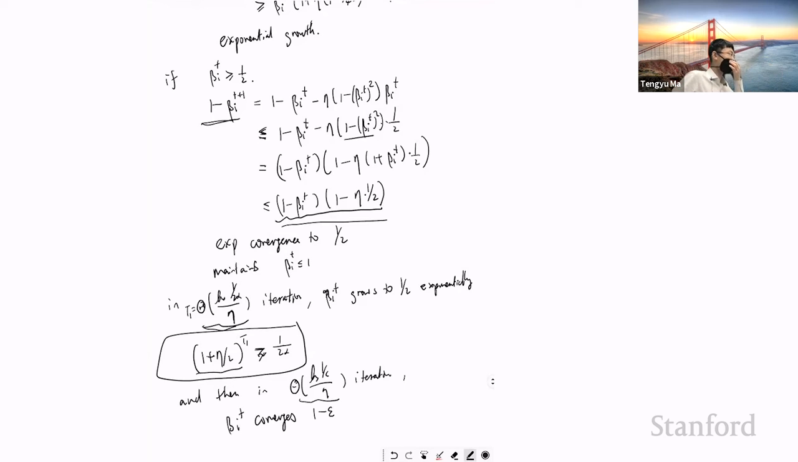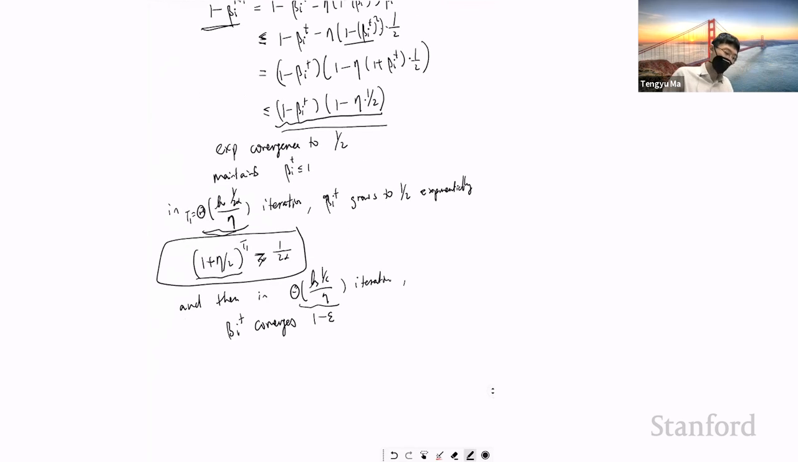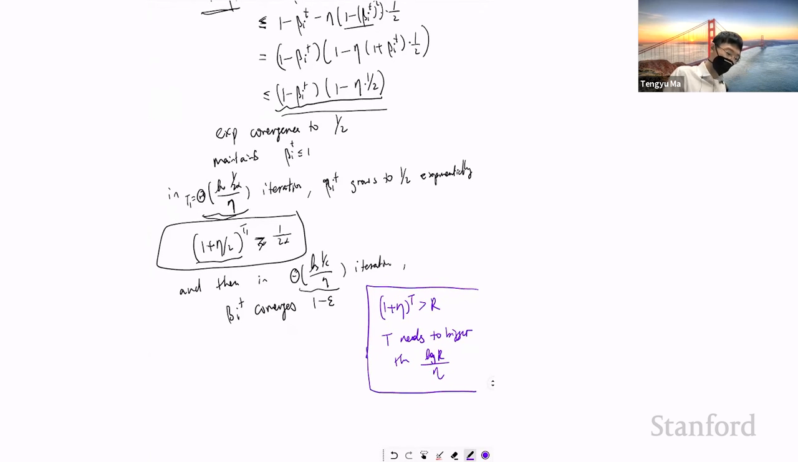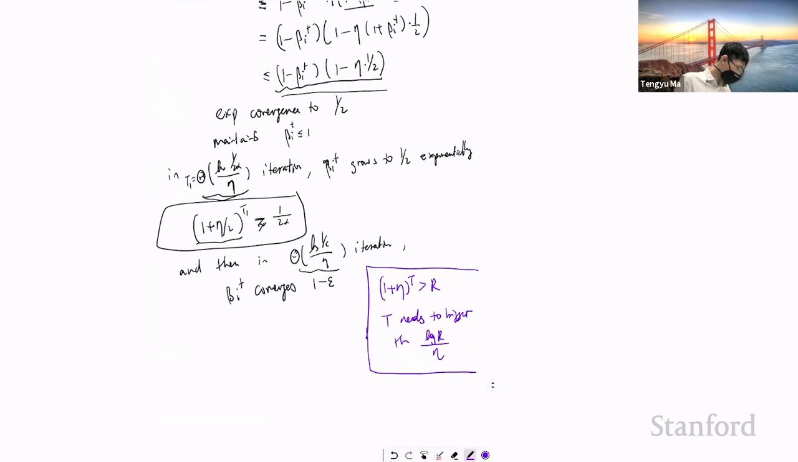Does this make sense? There is a small thing I skipped, which is how you derive how many iterations you need. If you want (1 plus eta) to the power t to be bigger than some number r, then t needs to be bigger than log r over eta. This is just something burned into my head, and you can derive it yourself as well. Okay, cool.